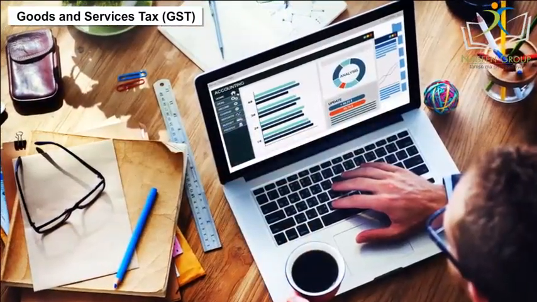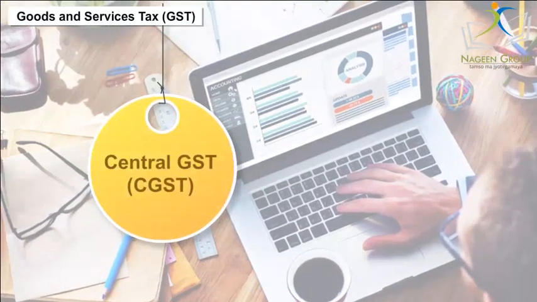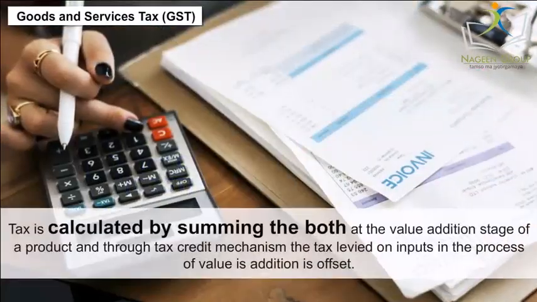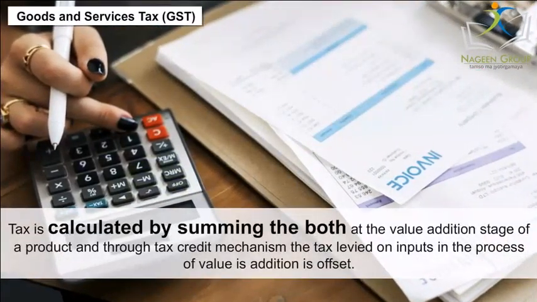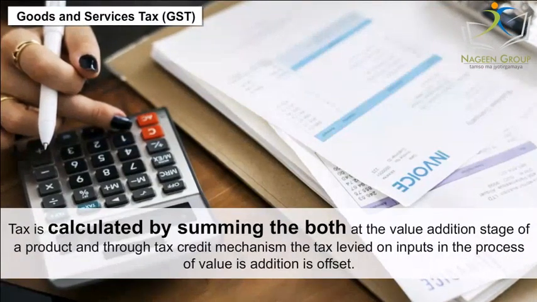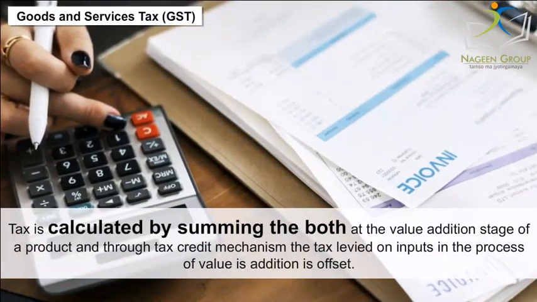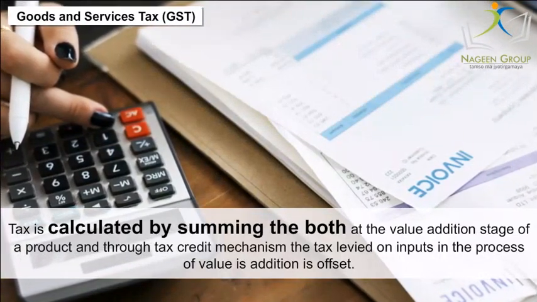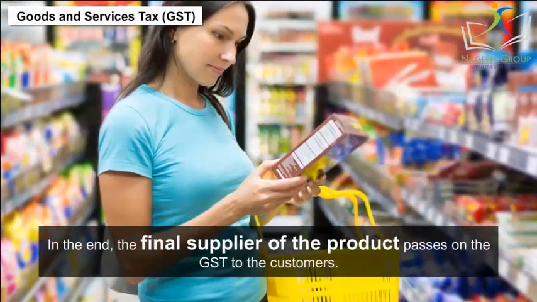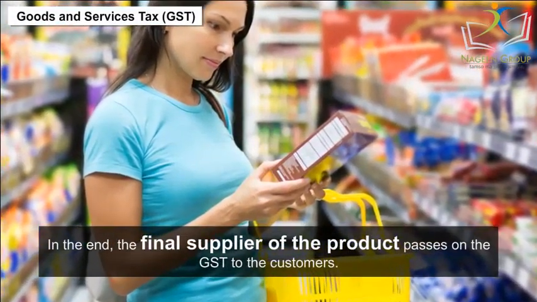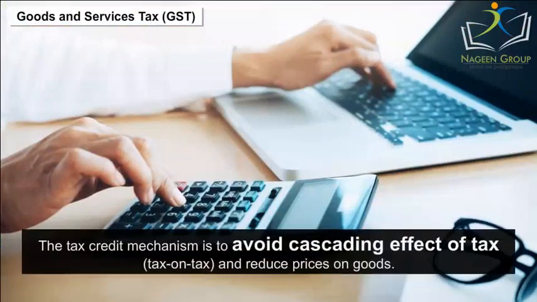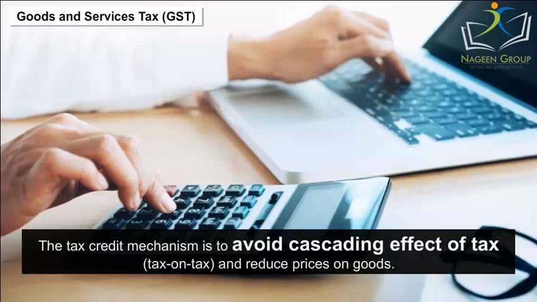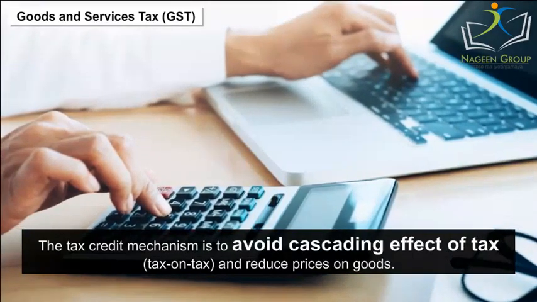It has two components: Central GST, CGST, and State GST, SGST. Tax is calculated by summing both at the value addition stage of a product, and through the tax credit mechanism, the tax levied on inputs in the process of value addition is offset. In the end, the final supplier of the product passes on the GST to the customers. The tax credit mechanism is to avoid the cascading effect of tax on tax, and reduce prices of goods.